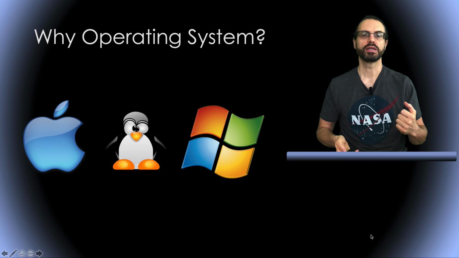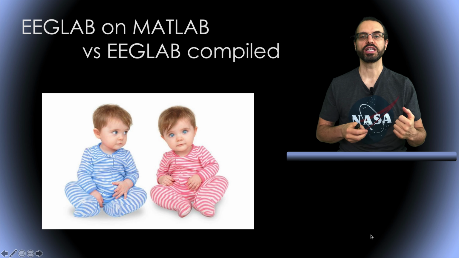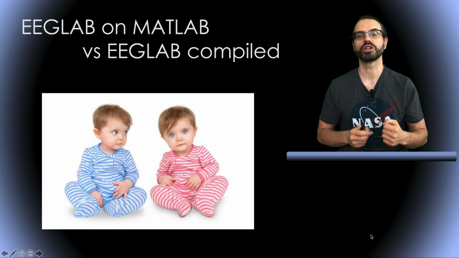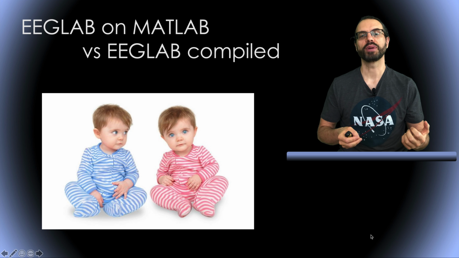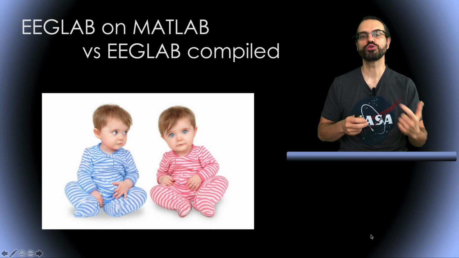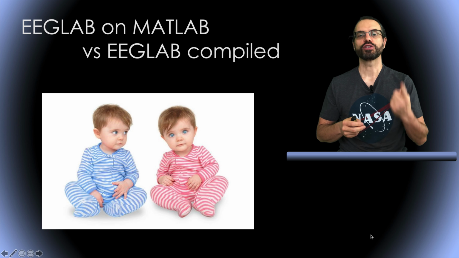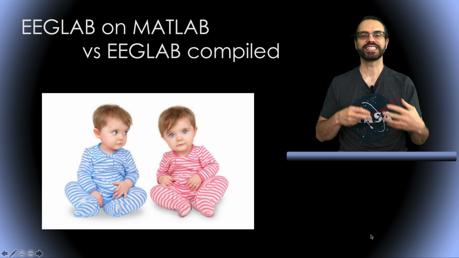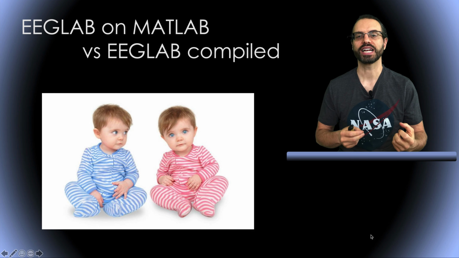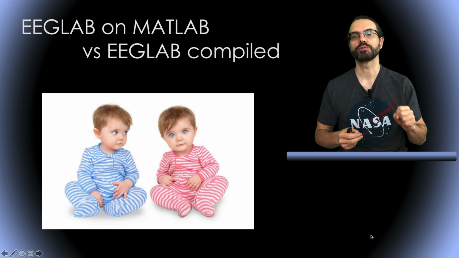The second best option to run EEGLAB is to use the compiled version of EEGLAB. Every time EEGLAB is released, which is about every 6 months, it comes in 2 versions, Matlab and compiled for Windows and for Mac. The compiled version does not require Matlab and is completely free. This compiled version of EEGLAB has exactly the same capabilities as the Matlab version, with 2 notable exceptions.